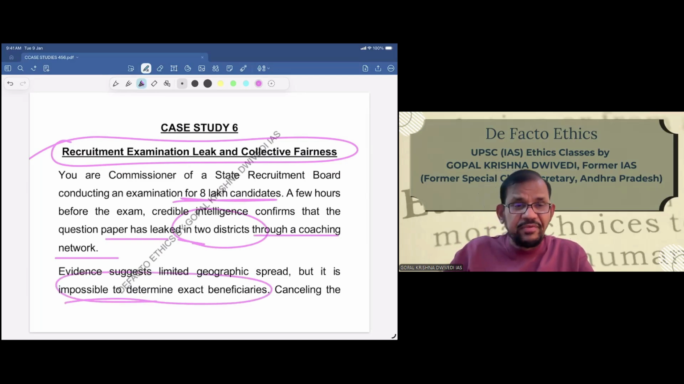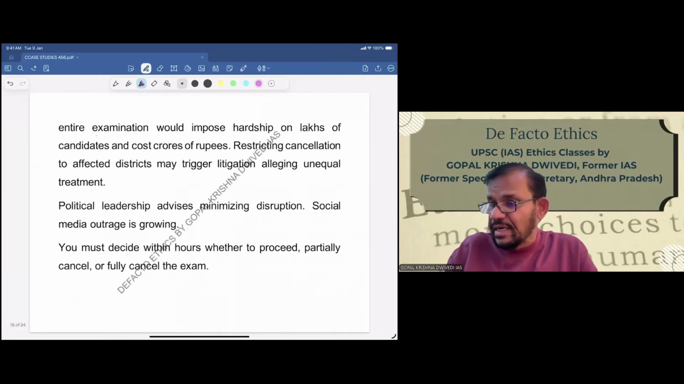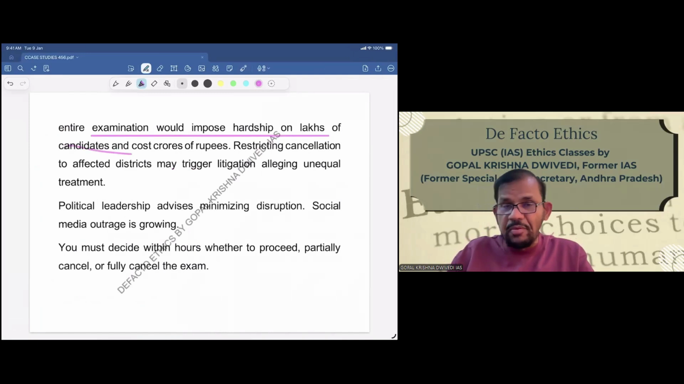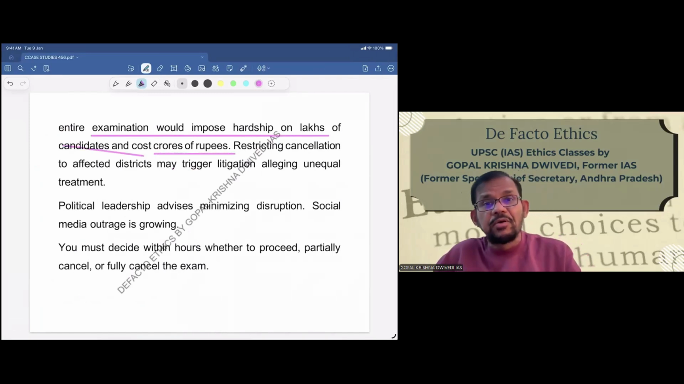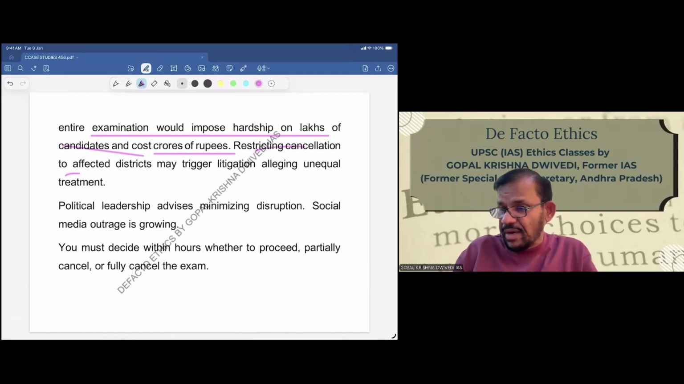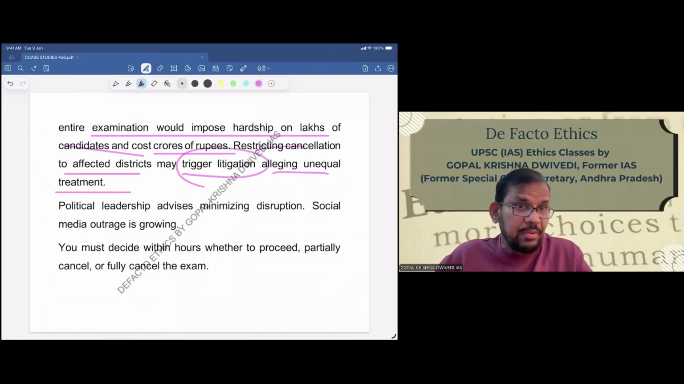So this is again very critical information: even though the geographic spread is limited, it's very difficult to determine who the exact beneficiaries are and what the extent of the effect is. Cancelling the entire examination would impose hardship on lakhs of candidates. Obviously, re-examination has to be conducted and will cost crores of rupees, because the question papers have to be devised and the whole logistics have to be managed. All those problems will be there. Restricting cancellation to affected districts may trigger litigation, alleging unequal treatment. So this is another problem.